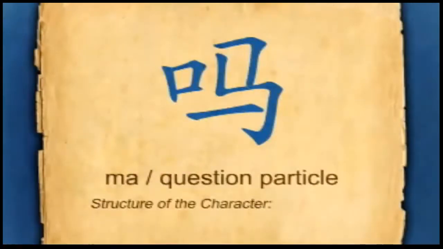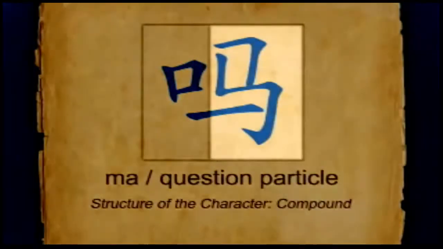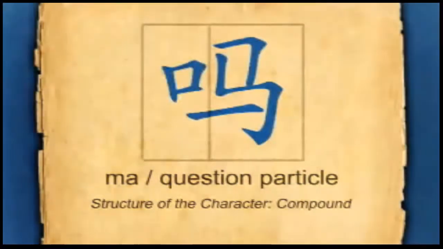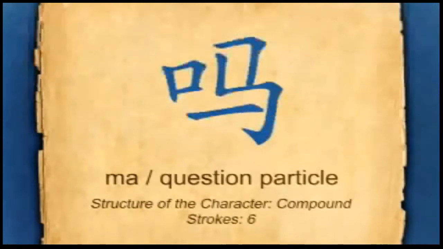Here is ma. Ma is a question particle word. Look at the structure of ma. What type of structure does it have? Single part or compound structure? Correct. It is compound. It has definite parts on the left and on the right. How many strokes does ma have? Very good. Ma has 6 strokes.